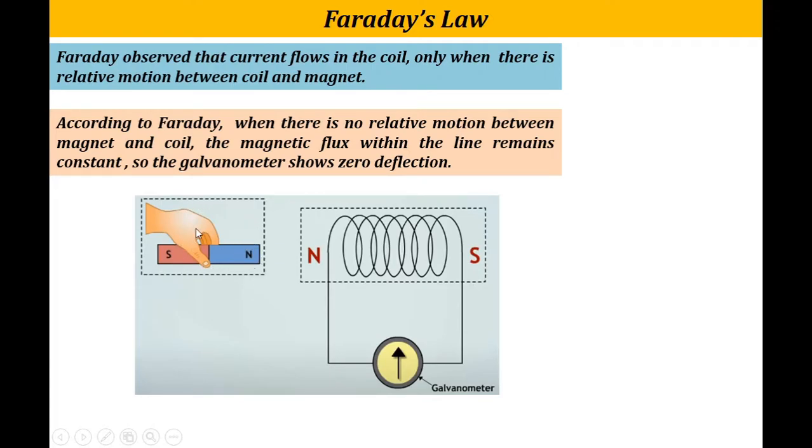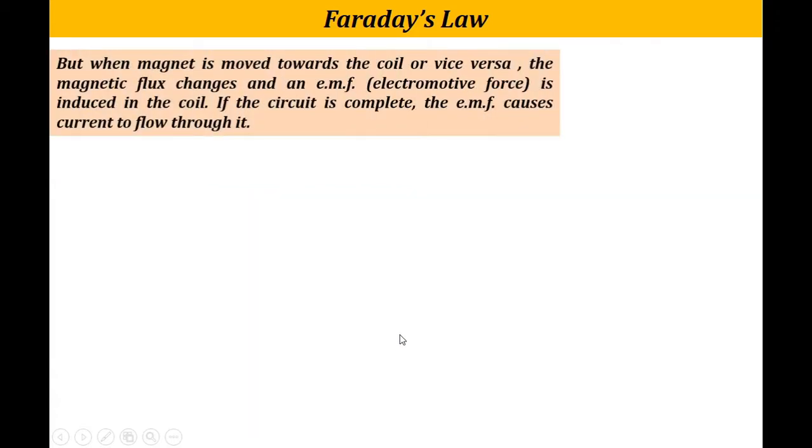Now whenever it is kept at a stationary position, then no field will be generated, and here you will observe no deflection by a galvanometer. But whenever a magnet is moved towards the coil or vice versa, the magnetic flux changes and therefore the EMF, that is electromotive force, gets induced in the coil. If the circuit is complete, if it is short circuited, then current starts to flow through it.